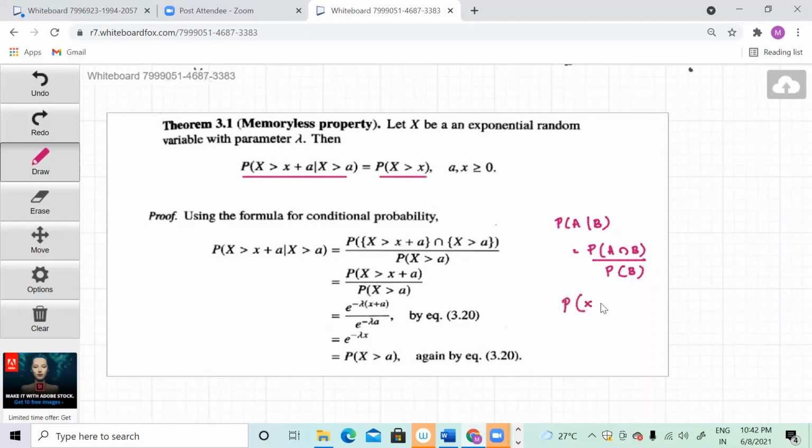Now we already saw that the probability of X greater than x is given by e raised to minus lambda x. So using that, the probability of X greater than x plus a, given X greater than a, is e raised to minus lambda (x plus a) divided by e raised to minus lambda a. Hence, cancelling e raised to minus lambda a, we get e raised to minus lambda x, which is equal to the probability of X greater than x. So the probability of X greater than x plus a given X greater than a is the same as the probability of X greater than x. This is an important property of the exponential random variable.